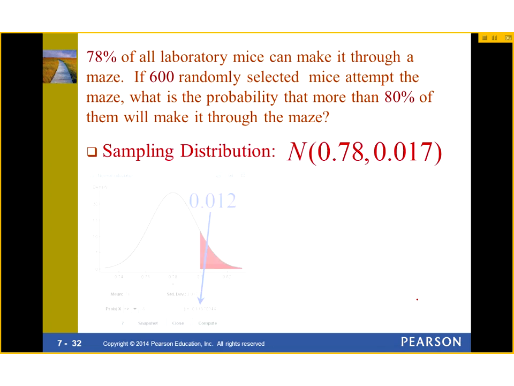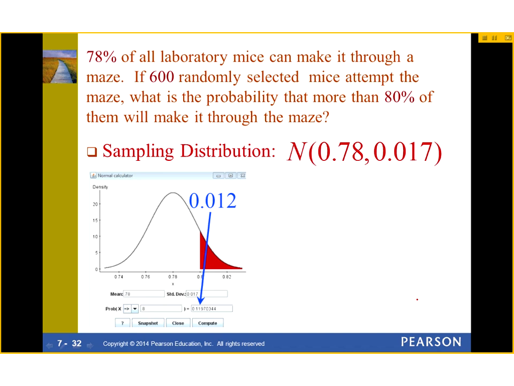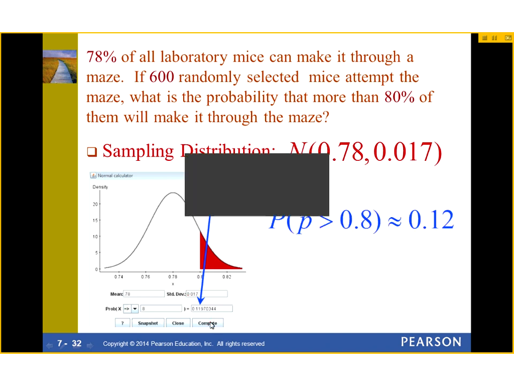Okay, so we're going to use StatCrunch. If you look here, this is a screenshot from StatCrunch. We want to find the probability that more than 80% of them, with mean 0.78 and standard error 0.017, so we're trying to find the probability that x is greater than or equal to 0.8, and there's our probability. So let's go through the steps.